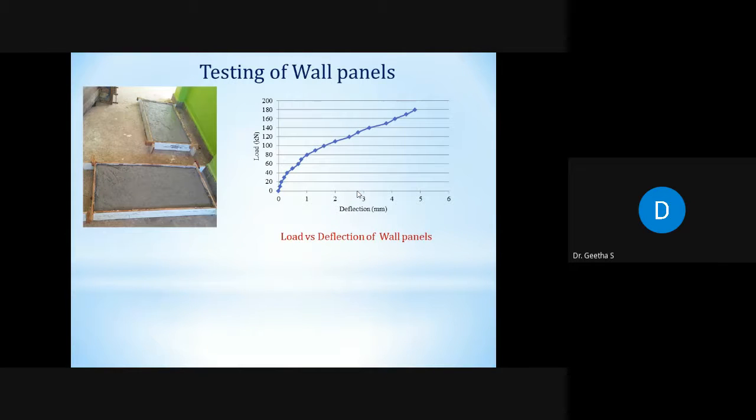And this is the wall panel that I have casted based on this aerated geopolymer composite. And I have just done a simple test using a reaction frame of 30 ton capacity. I've just taken the deflection and I've got a maximum deflection of 5 mm for these wall panels. The size of the wall panel is 0.5 meter width and 1 meter in length, 3 feet.